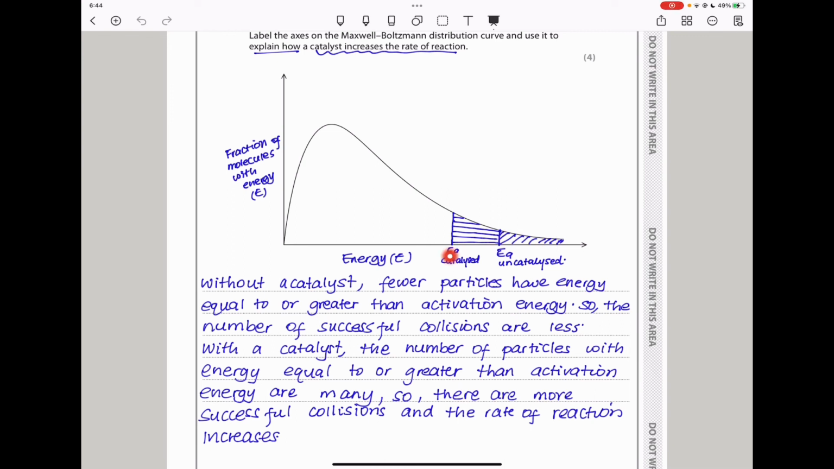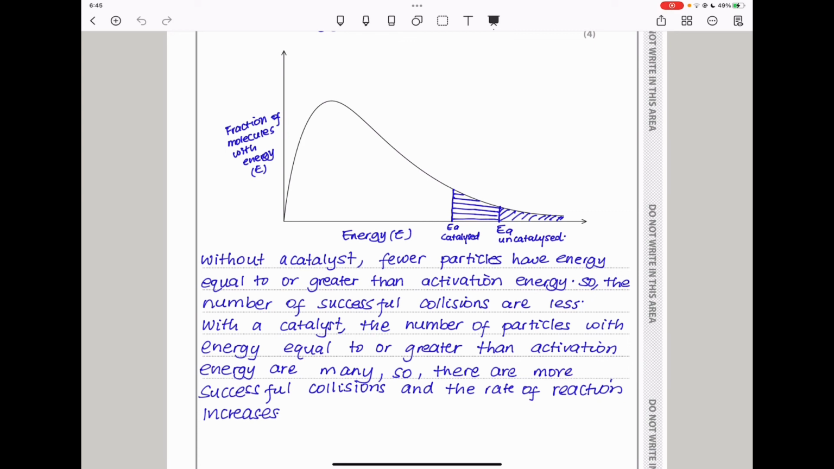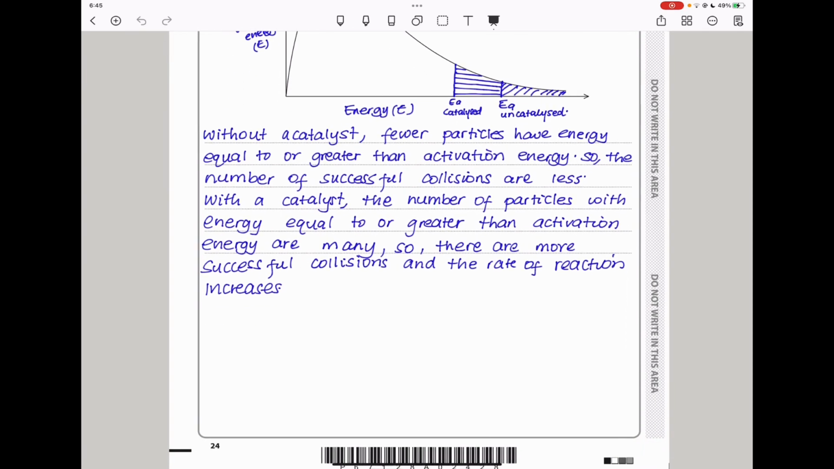However, when we introduce a catalyst, the activation energy for that pathway is going to be lower. So it means the total number of molecules are going to be those filling up this whole area. It means there is a larger fraction of molecules with energy equal to or greater than activation energy, and that means there are more successful collisions that can occur, and there is going to be a higher yield of product. So here I said, without a catalyst, fewer particles have energy equal to or greater than activation energy, so the number of successful collisions is less. Now with a catalyst, the number of particles with energy equal to or greater than activation energy is many, so there are more successful collisions and the rate of reaction is going to increase.